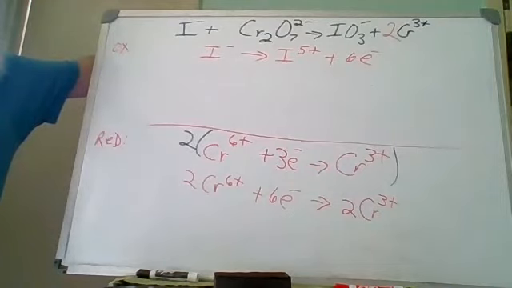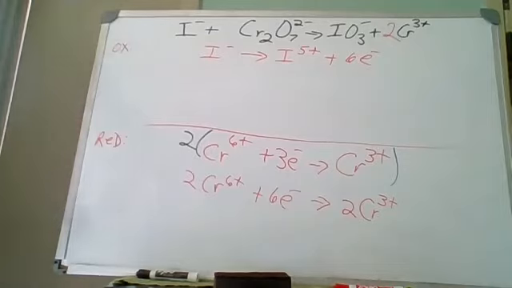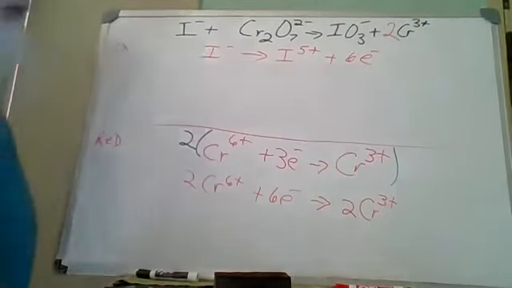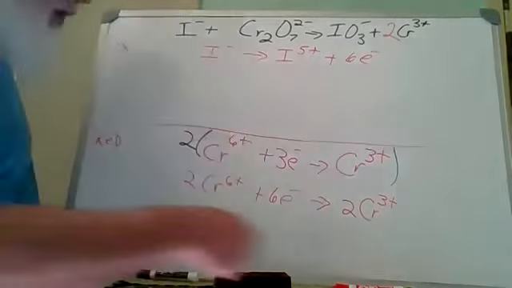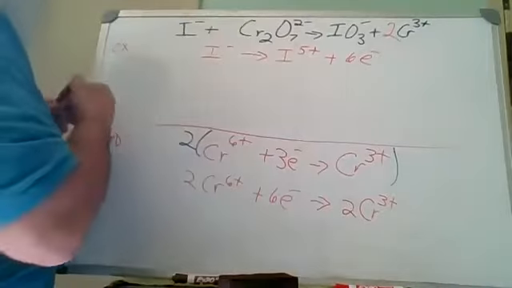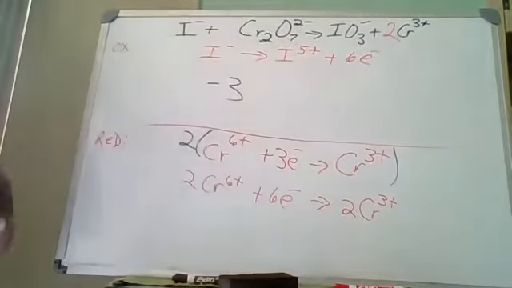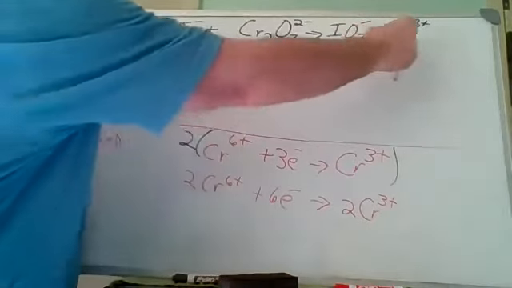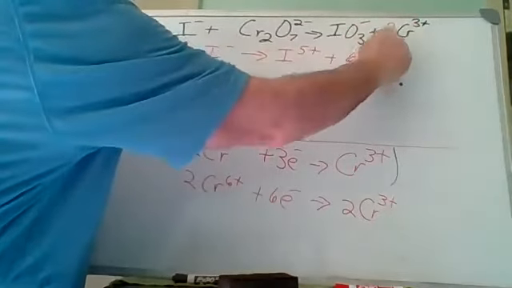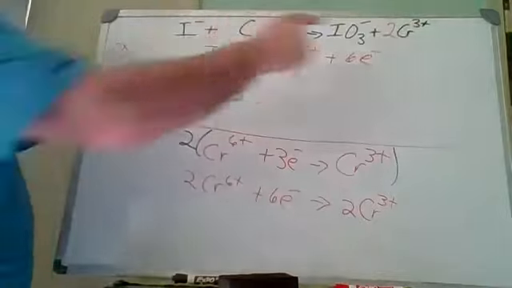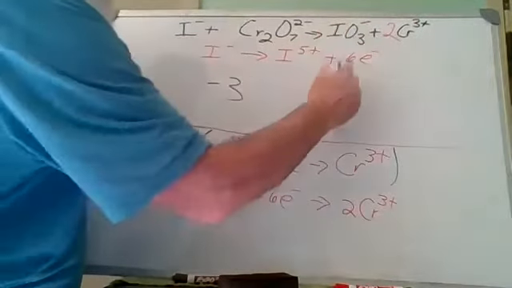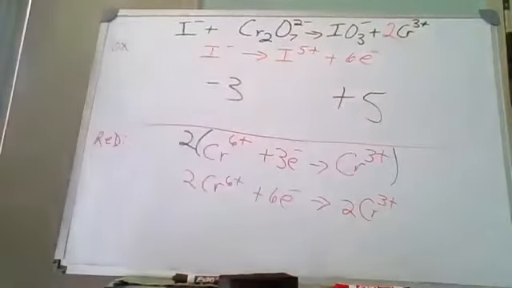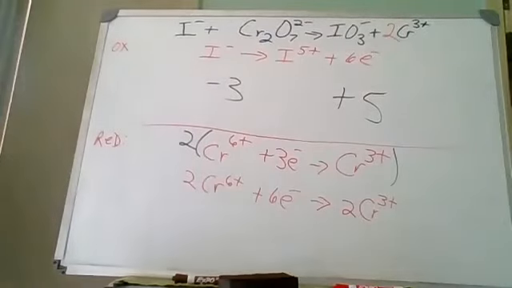Right, so that's a major problem. In addition, let's look at the total charge on the reactant side. I have -1 here and -2 here, so that's -3 on the reactant side. The total charge on the product side is +6 here. I have 2 chromiums at +3, so that's +6, and -1 is +5. The charges are not the same.